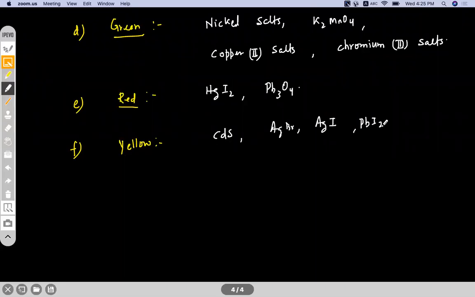So it is HgI2, Nessler's reagent. Nessler's is K2HgI4. Okay. Not HgI2. For green, we can write FeSO4 also, right? Hydrated. So in green, that also you can take.